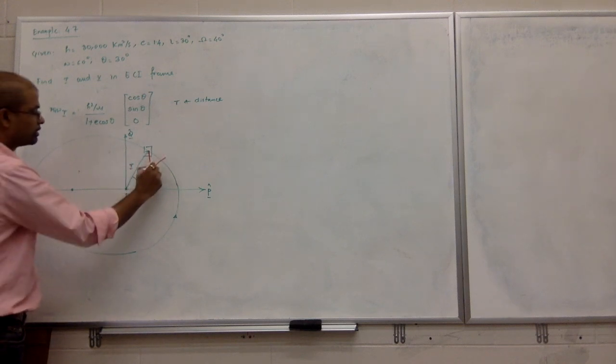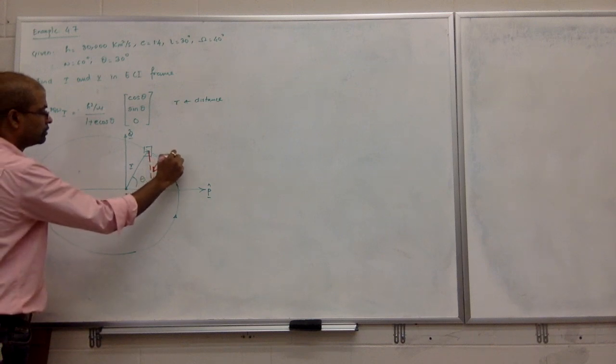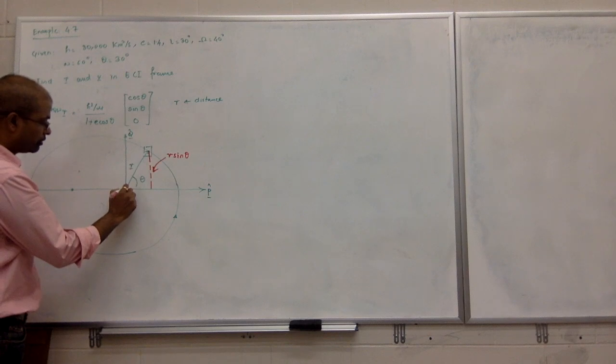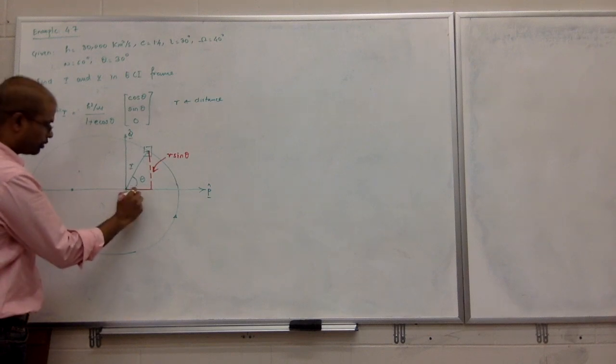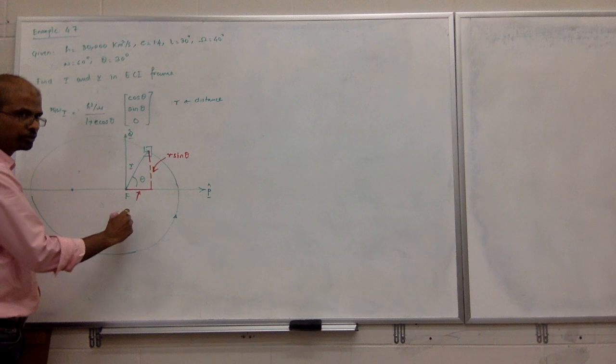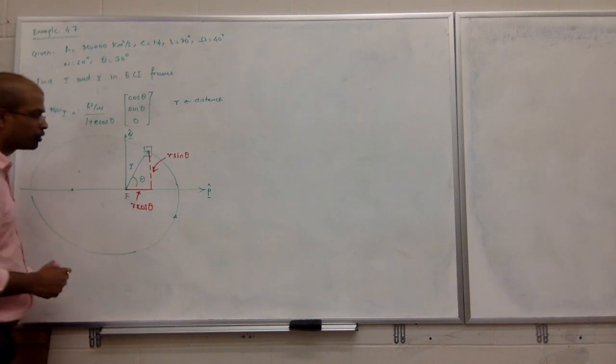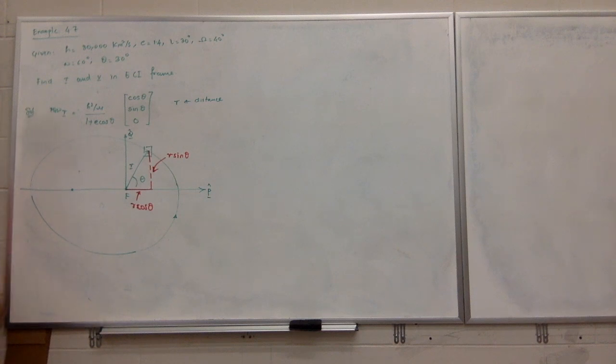This is R sine theta, right? This would be R cosine theta. This would be the P component. And what is the W component? There is no W component. This vector is in this plane. It doesn't have any component.